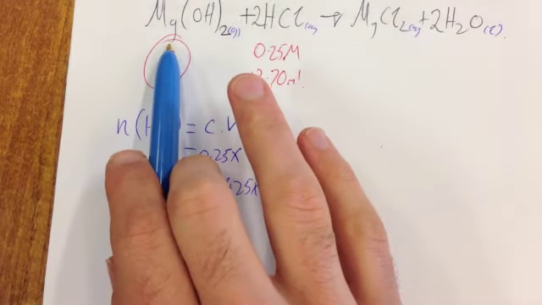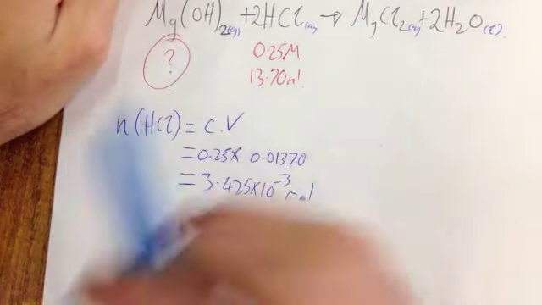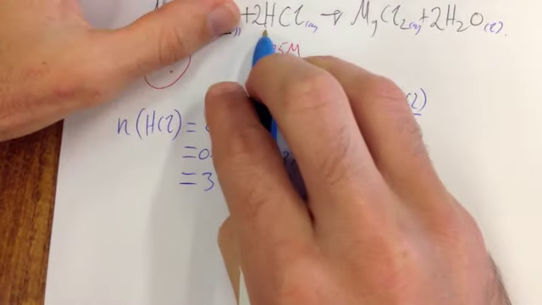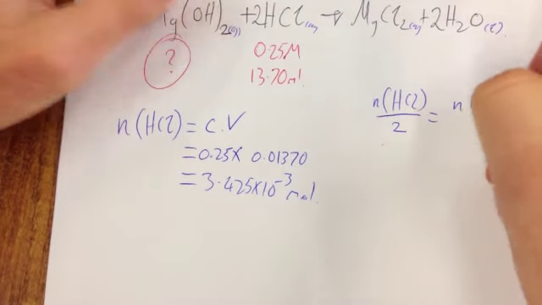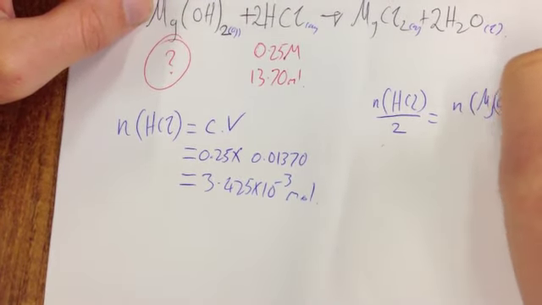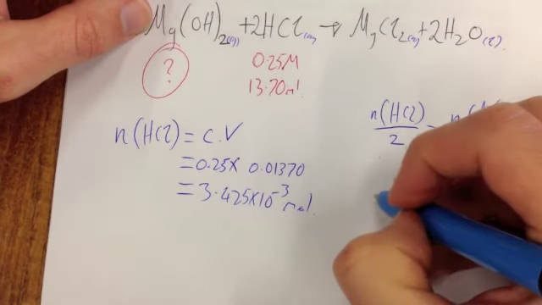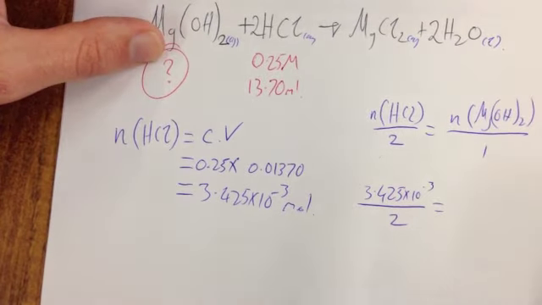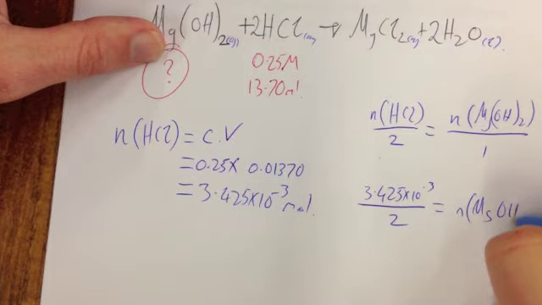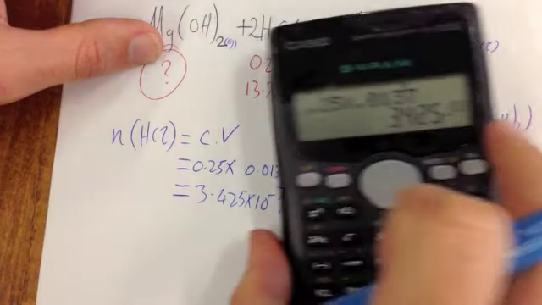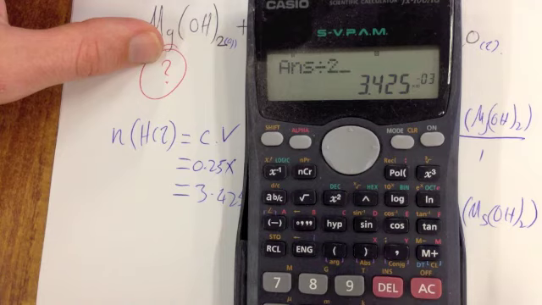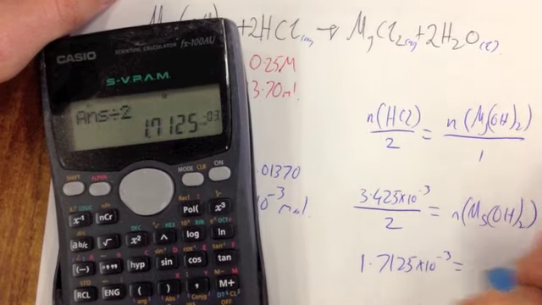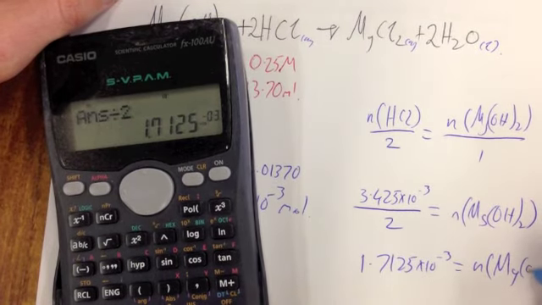I want to find out my moles of magnesium hydroxide, so I must do a ratio. So I do number of moles of HCl divided by 2, because the coefficient is 2, equals number of moles of Mg(OH)2 over 1. So I have 3.425 times 10 to the negative 3 divided by 2 equals the number of moles of magnesium hydroxide. Let's just work that out. Answer divided by 2 equals 1.7125 times 10 to the power of negative 3, my number of moles of Mg(OH)2.